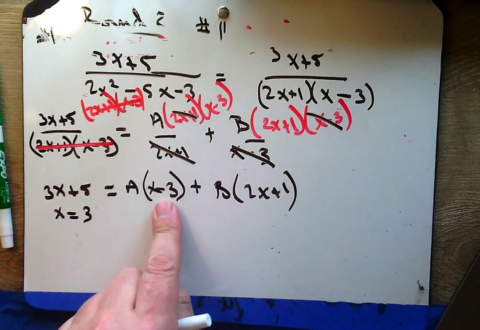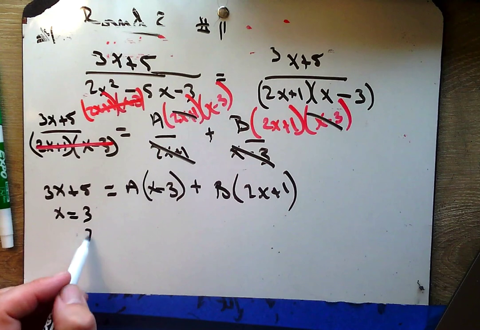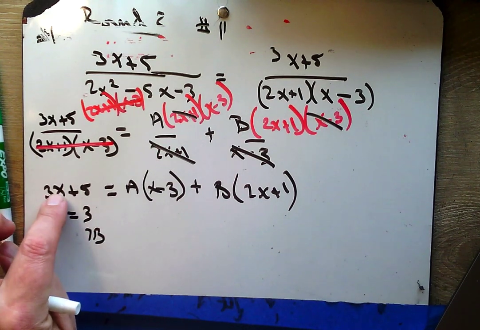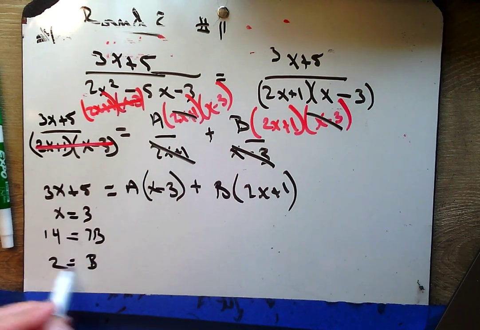If I make x equal to 3, this disappears, and I have 7b. If I plug a 3 in here, 9 plus 5 is 14. So b must equal 2.